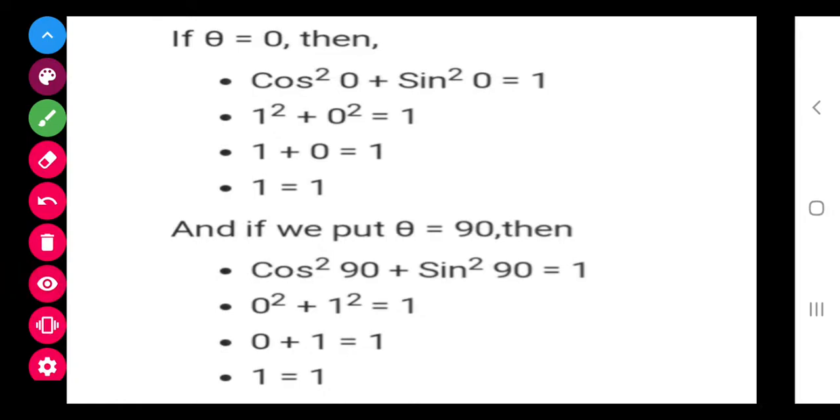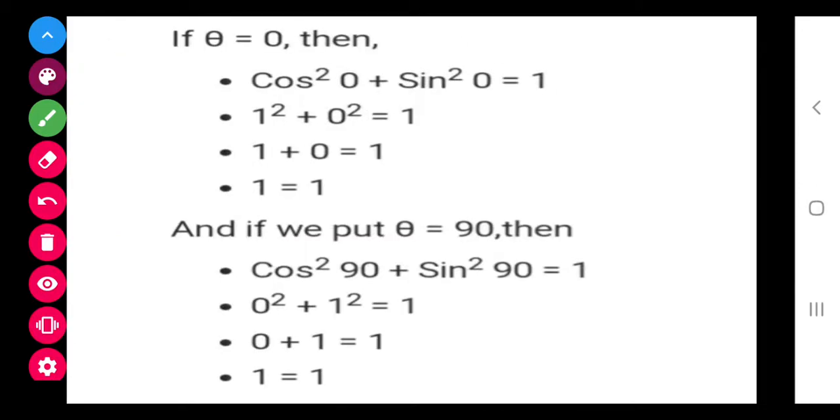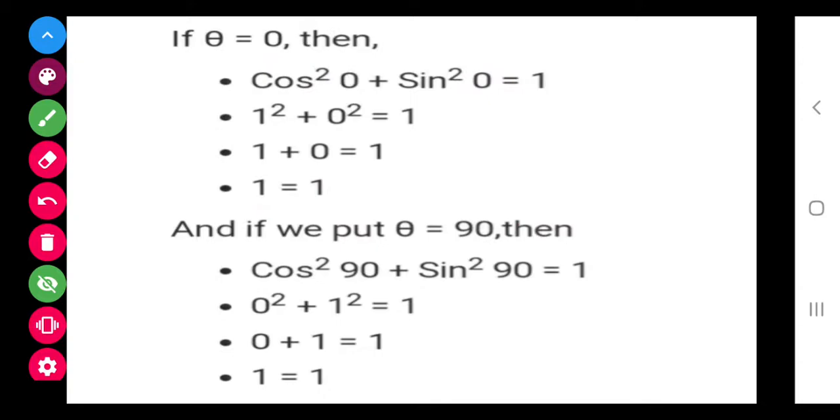That's it class. So these are two proofs. One is using Pythagoras theorem and another is by substituting any angle. It is not compulsory to use 0 and 90 only. If you put 30 degrees in place of theta, the answer will come 1 only. 1 is equal to 1.